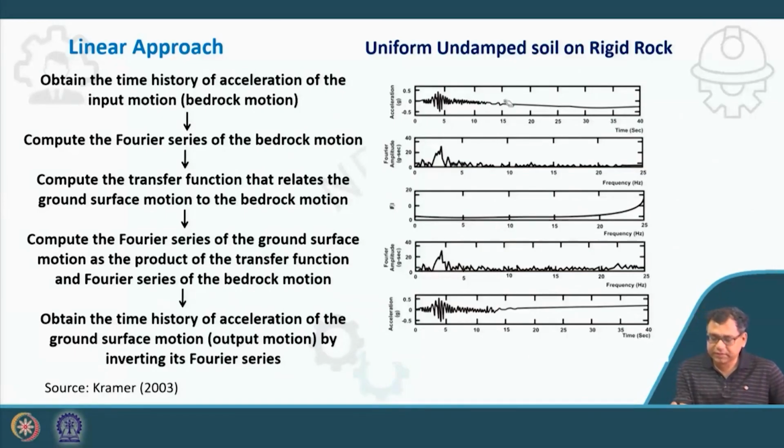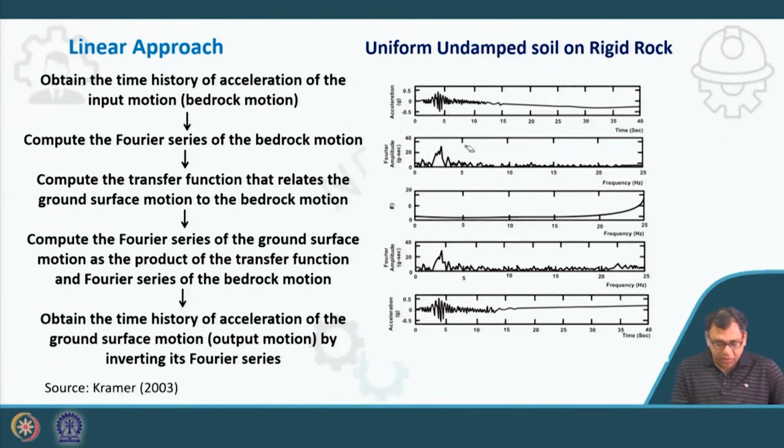So, this is my first acceleration time history of the bedrock, then the Fourier series of the bedrock. Then this is the transfer function, which correlates the ground surface motion with the bedrock motion. You multiply the Fourier series of the bedrock motion with this transfer function, and you will get the fourth curve, which is the Fourier series of the ground surface motion.